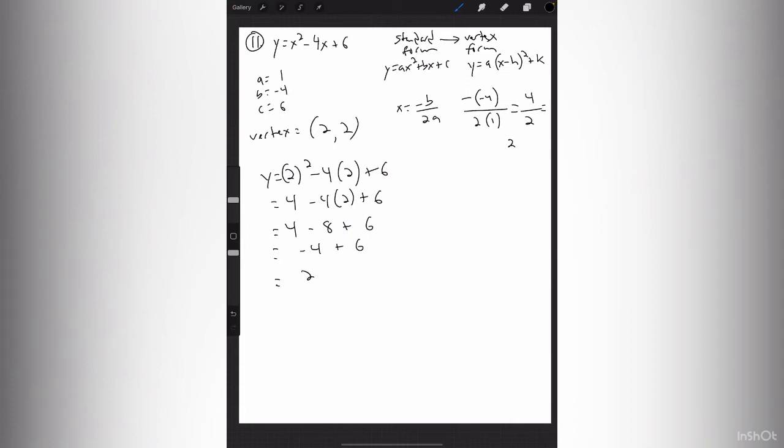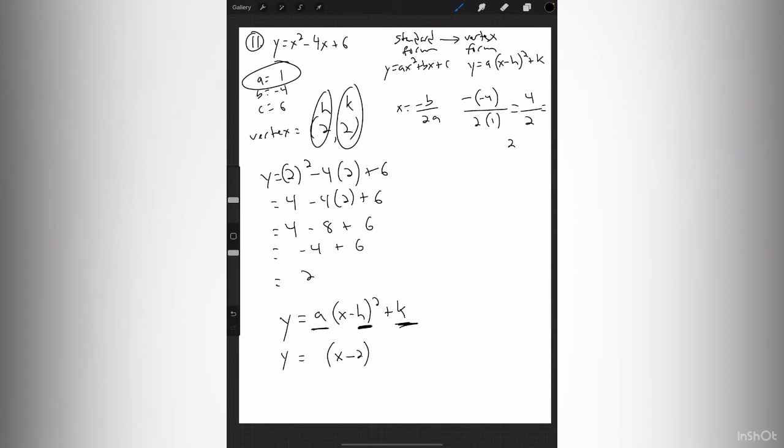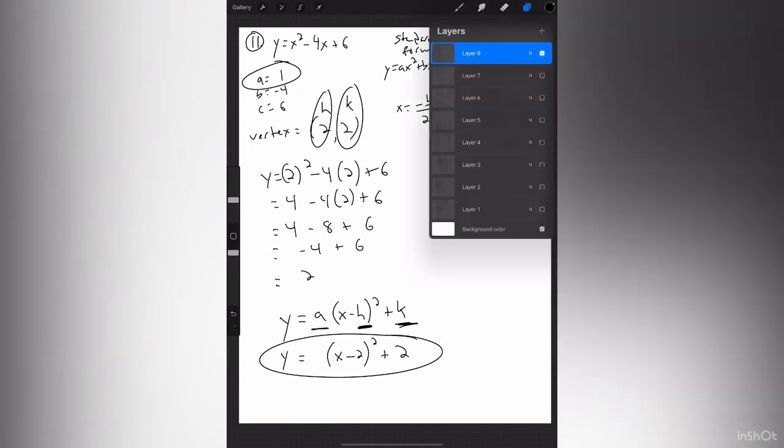Now that I'm here, I need to write it in vertex form: y equals a times x minus h squared plus k. So here's what I need: my a, my h, and my k. Well, I have my a, I have my h, and I have my k. So all I do is y is equal to 1, so there's a 1 out in front, which I can just leave blank, because 1 times anything is itself. x minus, what was my h? 2, squared, plus, what's my k? 2. And you're done. All right, moving on to the next one, number 12.